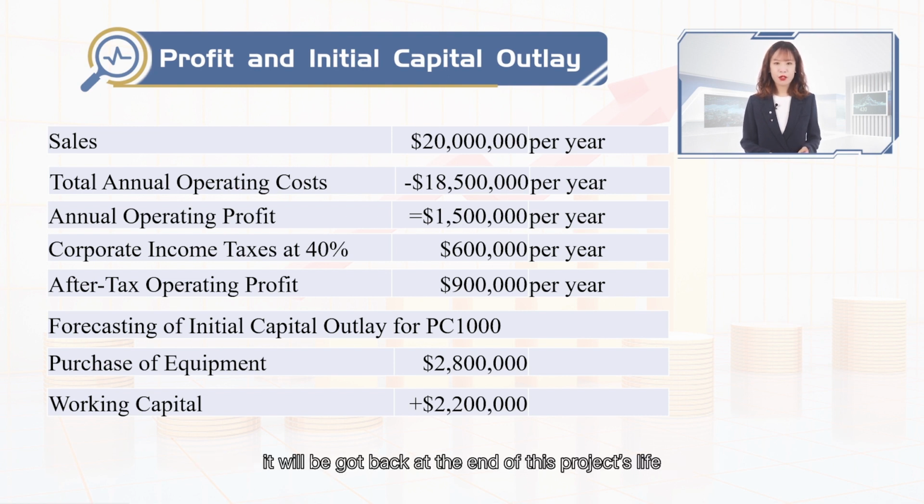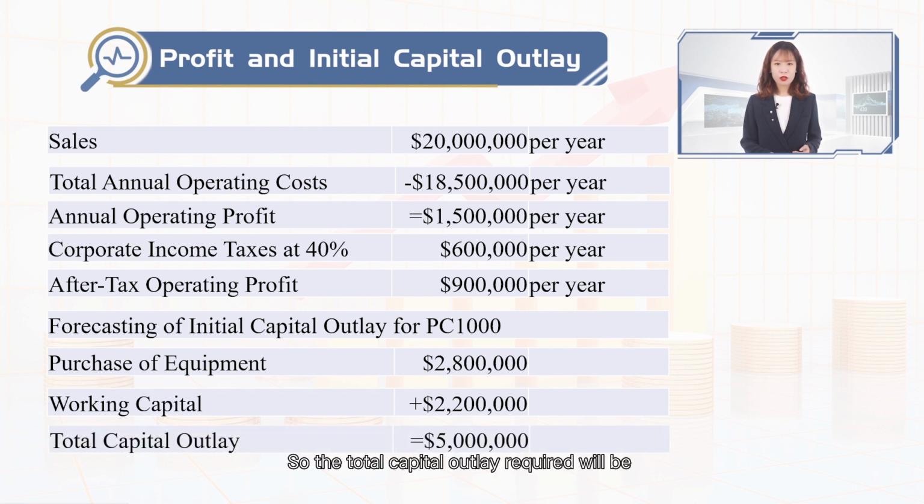However, it will be got back at the end of this project's life. So the total capital outlay required will be the sum of purchase of equipment, $2.8 million, and working capital, $2.2 million, that is $5 million. That's all about the forecasting cash flows for the PC1000 project.